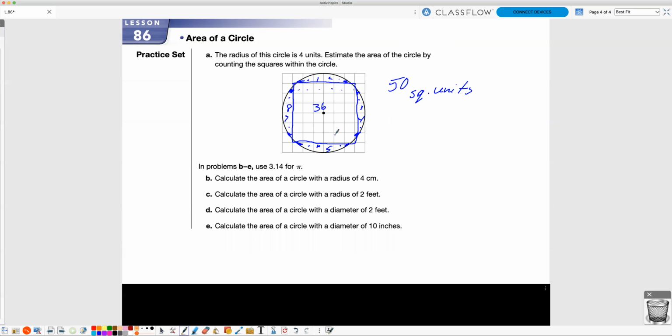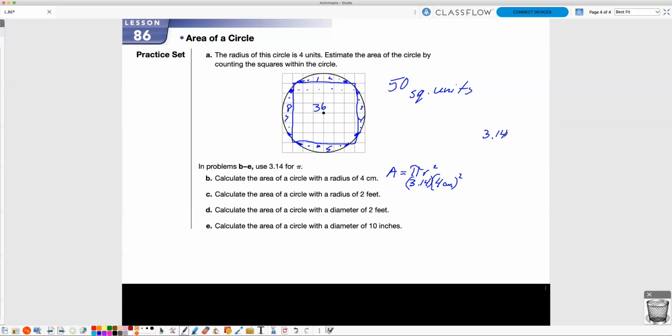Letter B, calculate the area of a circle with a radius of 4 centimeters. So in this, I want to use area equals pi r squared. So plug in those values to calculate that. I would have 3.14 times 4 centimeters squared. And 4 centimeters squared would be the same as 16 square centimeters times 3.14.